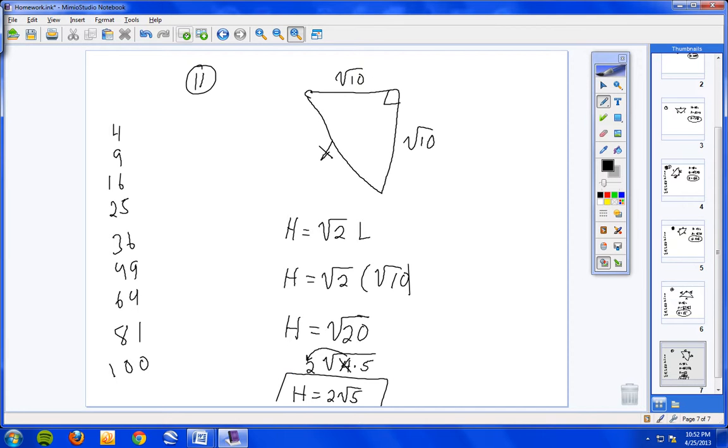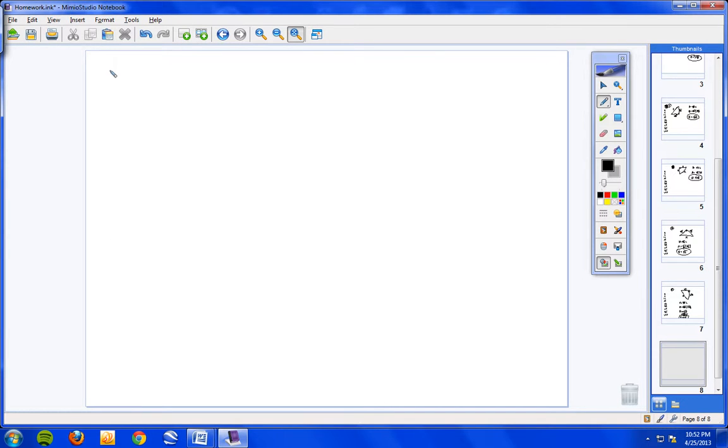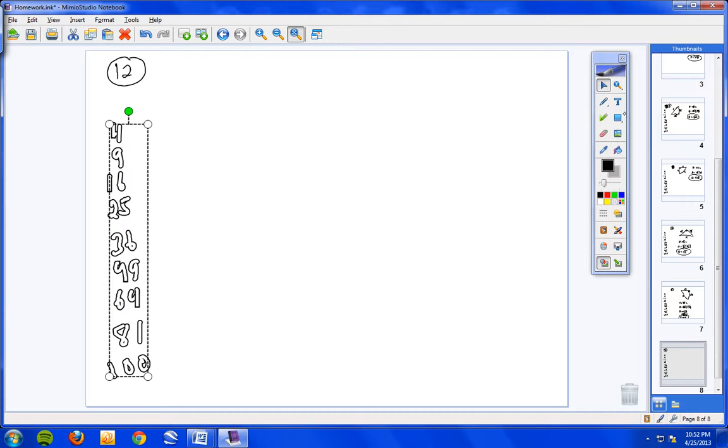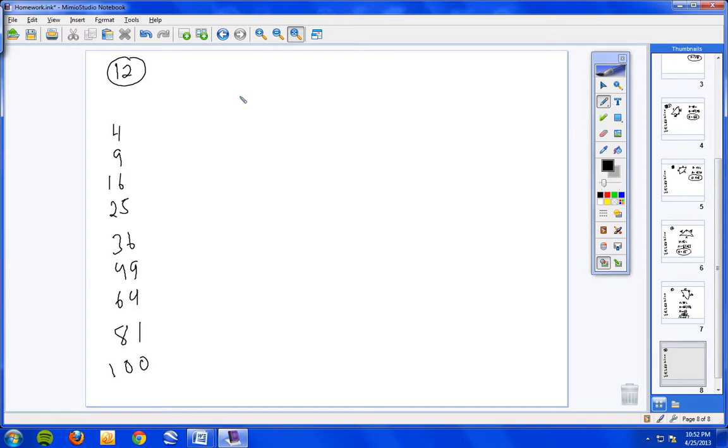Let's move on to numbers 12 through 17. All right, number 12 looks something like this. Let me read the directions. I believe in all these we're looking for legs. Yes, we're looking for legs. It does not say whether to write your answer in radical form or not, so we are going to write our answer in radical form. And so here we go.